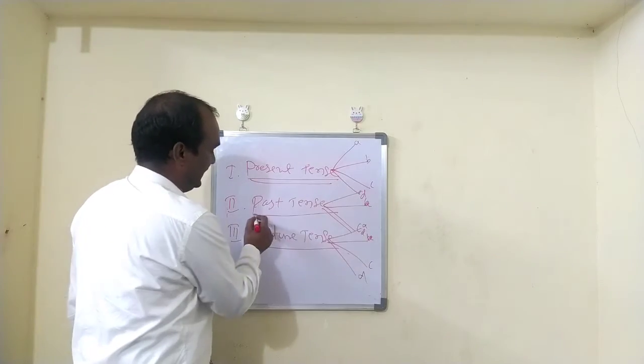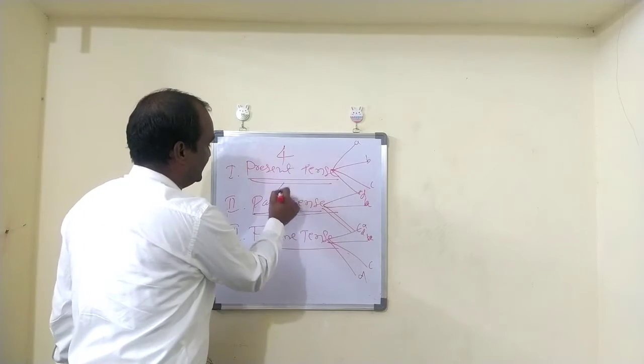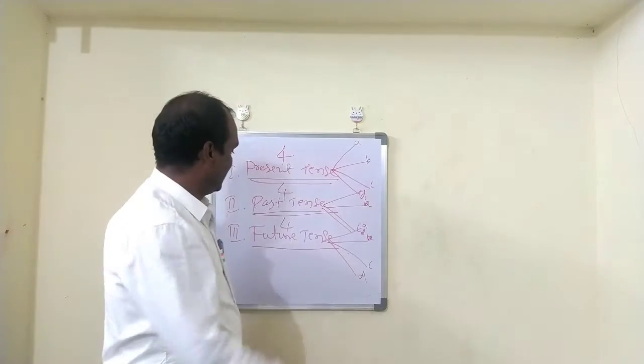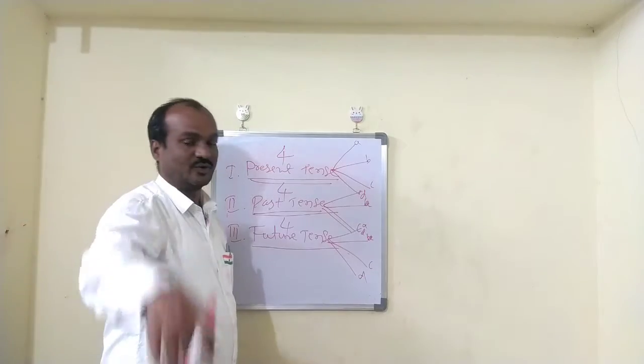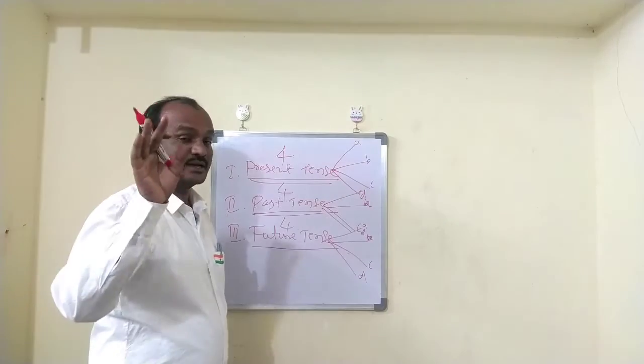These are the three types. Each tense is further categorized into four types, okay? So in present tense you will find four types. In past tense you will find again four types. Future tense you will find again four types. So what are those four types?